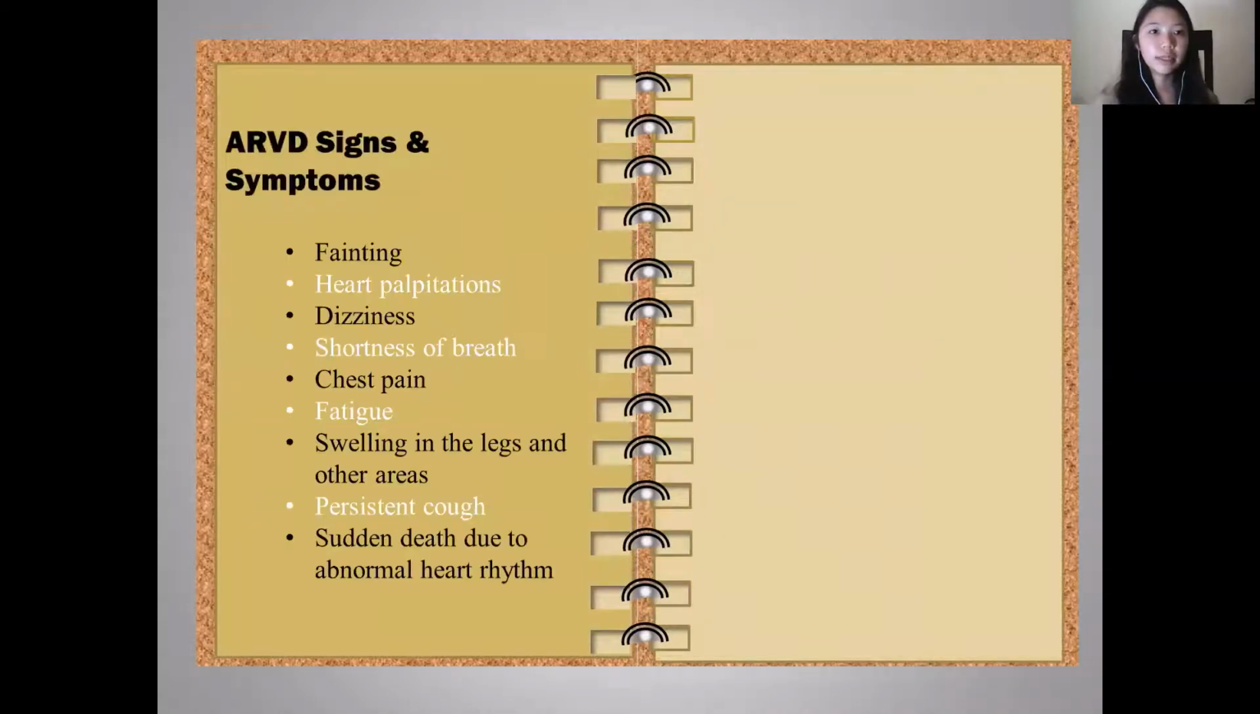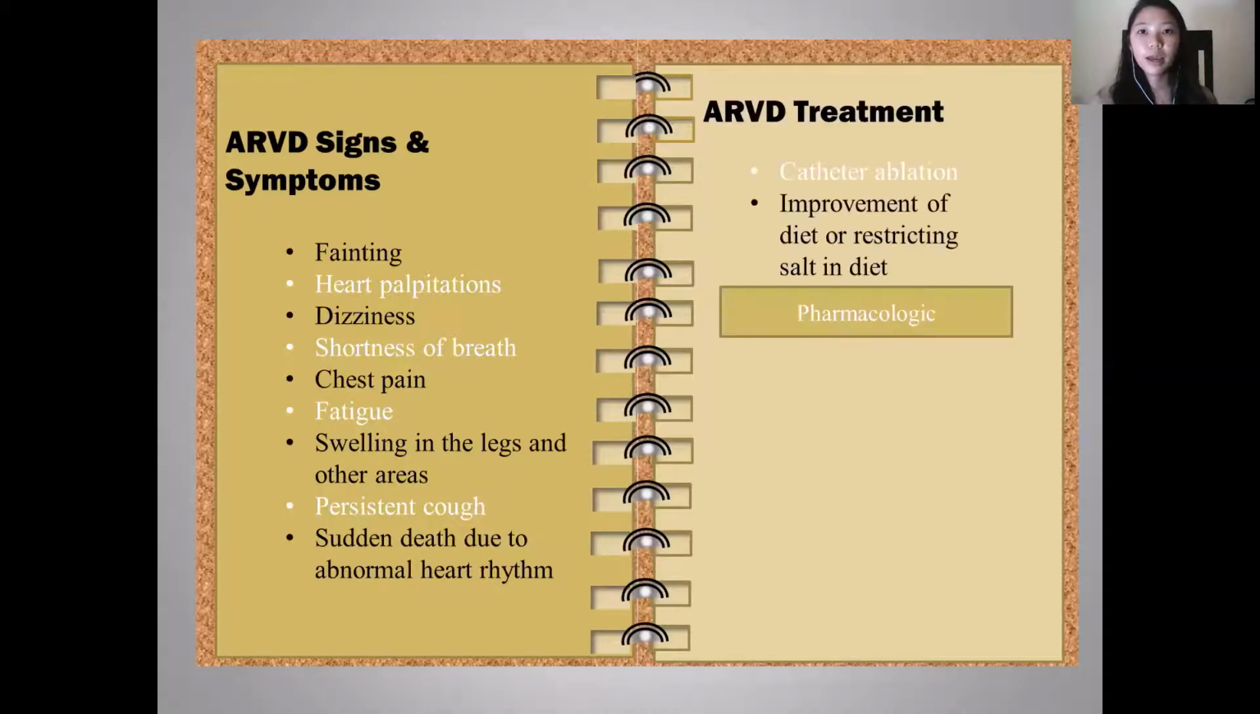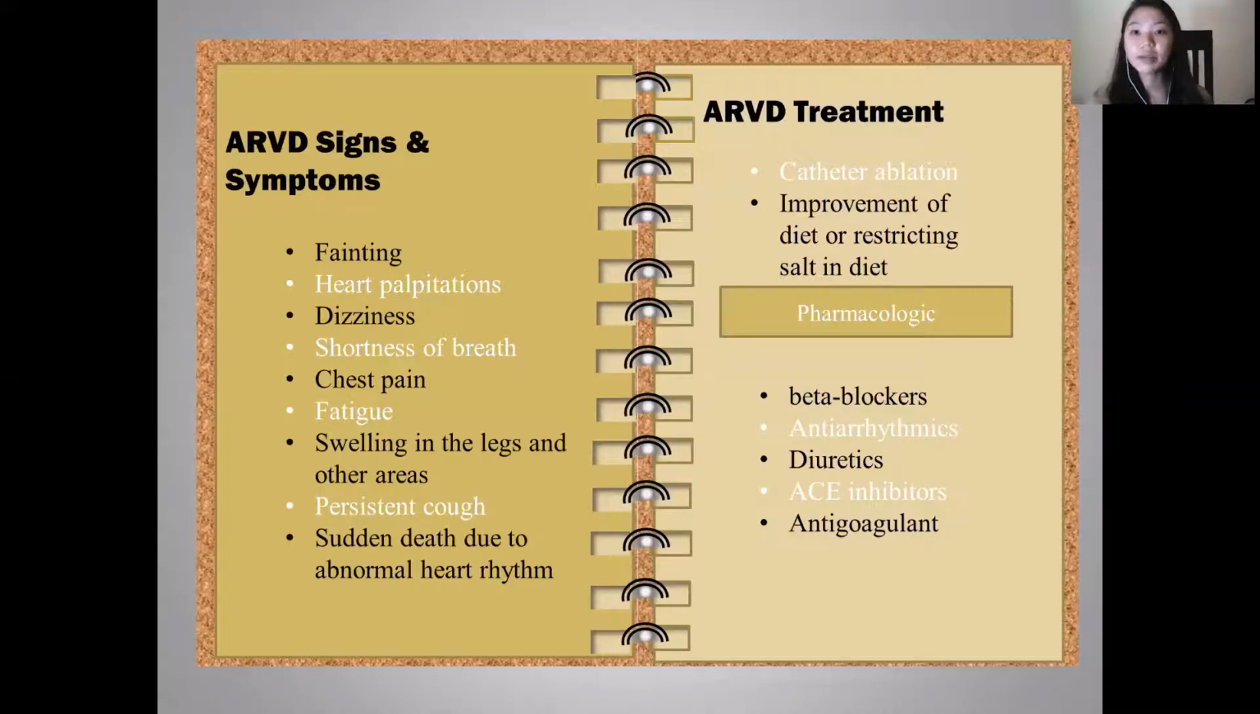So now let's go on with the signs and symptoms of ARVD. The signs and symptoms are fainting, heart palpitations, dizziness, shortness of breath, chest pain, fatigue, swelling in the legs and other areas, persistent cough, and sudden death due to the abnormal heart rhythm. ARVD treatments are catheter ablation and improvement of diet or restricting salt in diet. Pharmacologic treatments include beta blockers, antiarrhythmics, diuretics, ACE inhibitors, and anticoagulants.